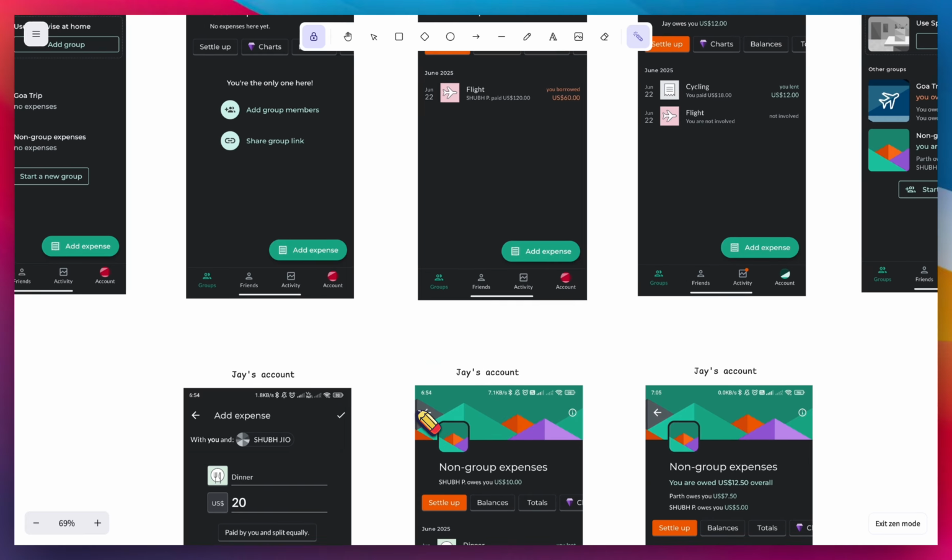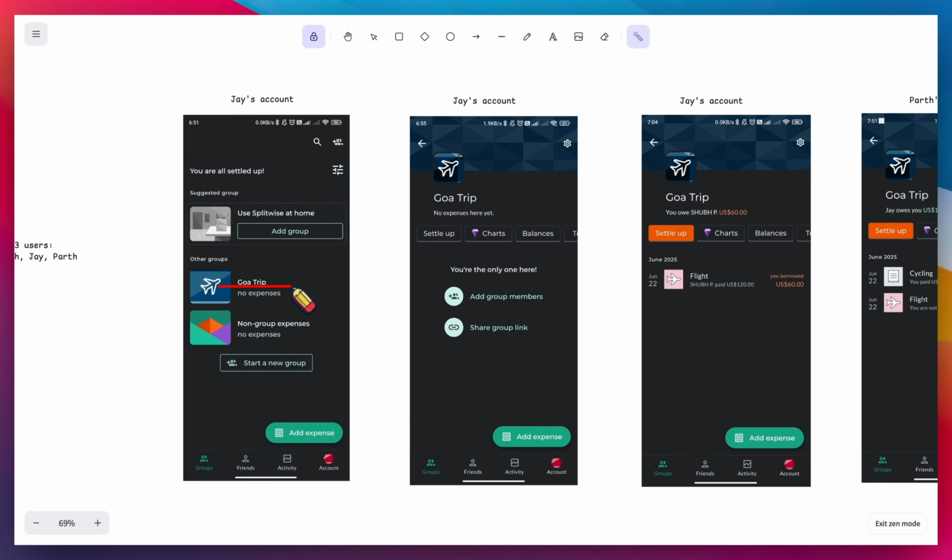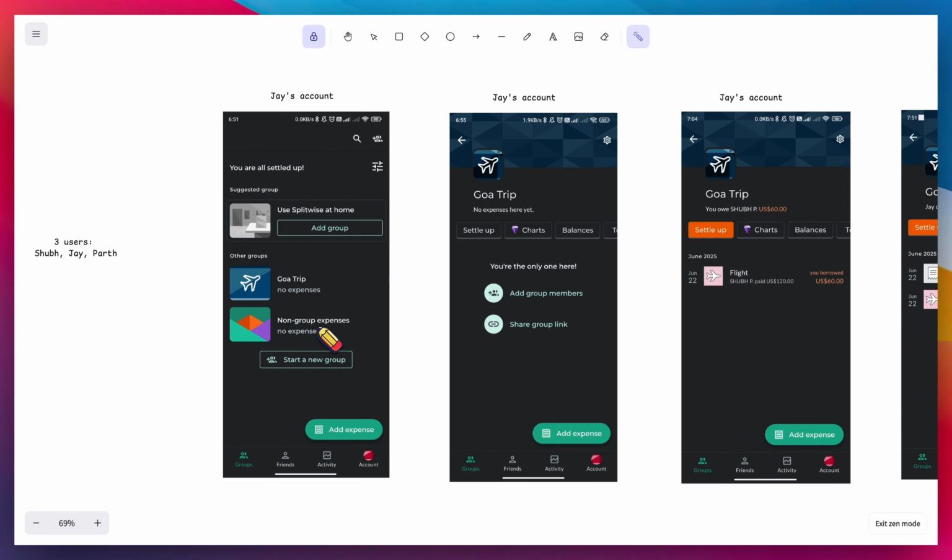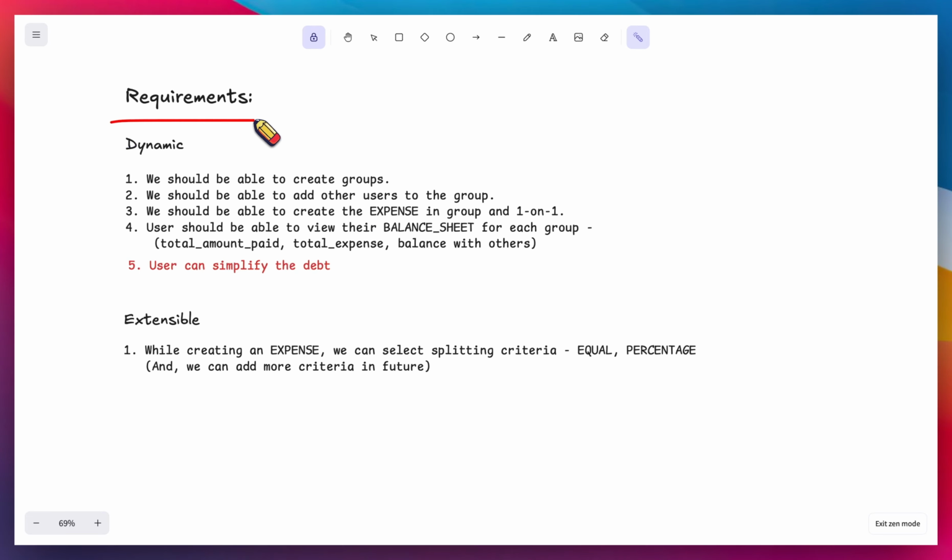So I hope now you understood the group related features and one-to-one related features. So now let's check out the requirements which we can come up in the interview. These are the requirements and I have categorized the requirements into two categories. The first one is dynamic, where the users or admins would have different functionalities. And the second one is extensible. So in the dynamic categories, you can discuss these requirements with the interviewer.